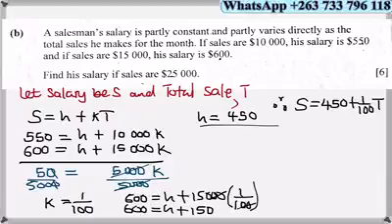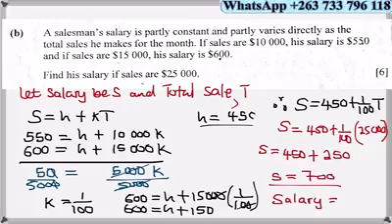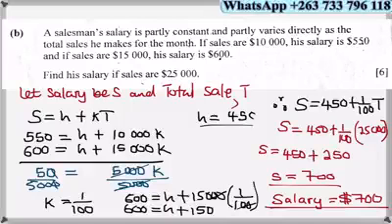This apparently means that if total sales are zero, the basic salary is 450. The question here was to find the salary if sales are 25,000. So if T is 25,000, what will be the salary? We replace T with 25,000, then we cancel the zeros, we are left with 250. So 450 plus 250 is 700. So the salary for sales of 25,000 is $700.